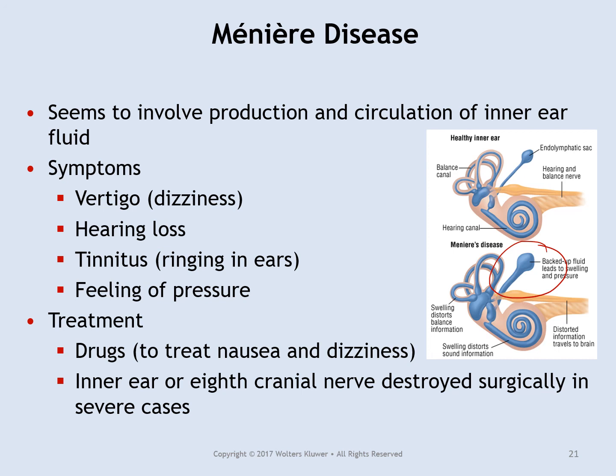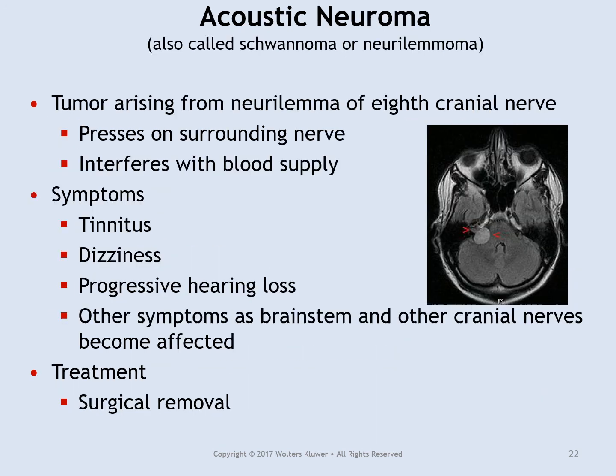Treatment for this, because the cause is not well understood, is not super great. There are medications that can help with the nausea and the dizziness, but if it's a very severe case of Meniere's disease, you may have to go in and actually destroy either the inner ear or that 8th cranial nerve to get relief from the symptoms. Now, if you destroy the 8th cranial nerve, what's going to happen to your hearing in that ear, though? Right? You're going to lose hearing and your sense of balance on one side of your body. So this is only done in severe cases.